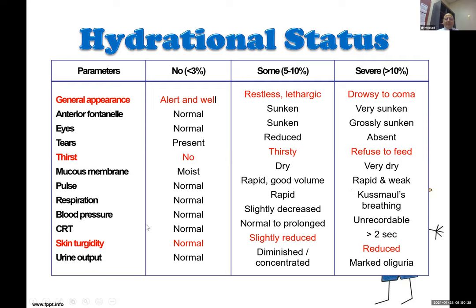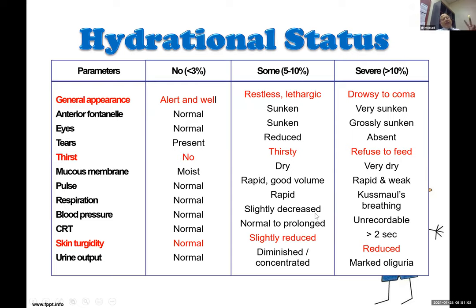The blood pressure will start normal, but it may be slightly decreased. But if it starts decreasing a lot, it is very dangerous. Why? We must know one of the most common complications of diarrhea is dehydration, and dehydration can cause shock.